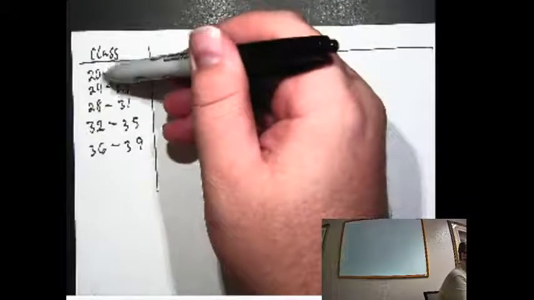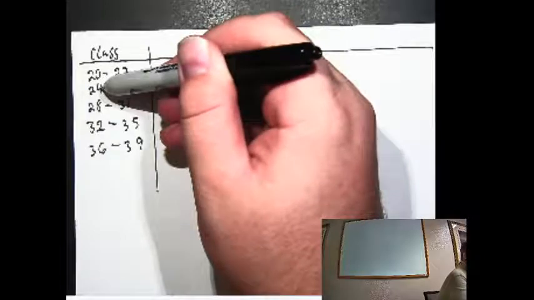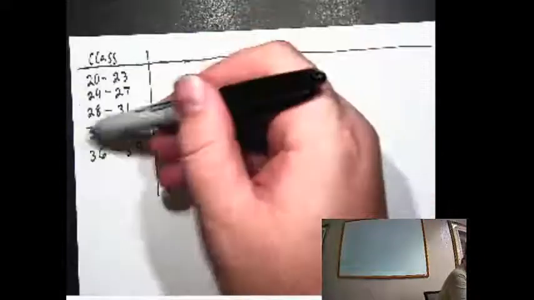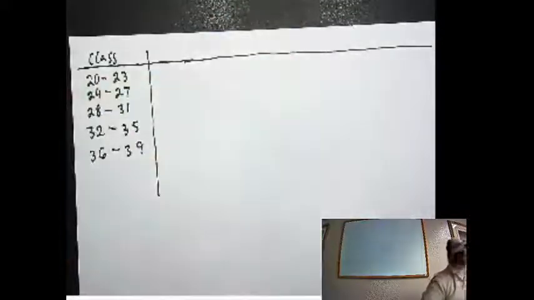Four. Yeah, again, what you do is you take this number and subtract it from the low end of the next class. So 20, subtract that from 24, we get 4. Same thing if you did 28, subtract that from 32, we get 4. So the class width for each of these is 4.